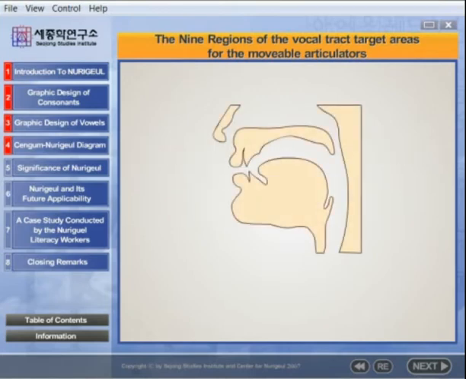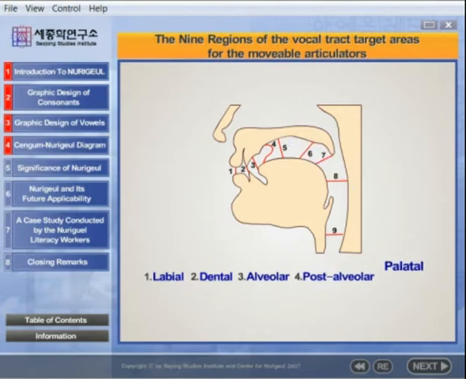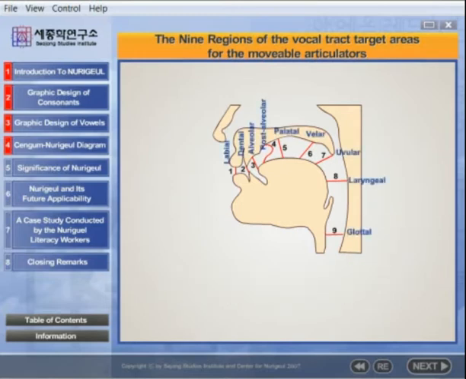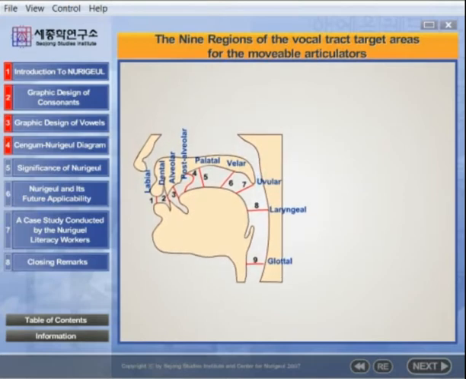The 9 places of articulation are, beginning from the front to the back of the vocal tract, as follows: labial, dental, alveolar, post-alveolar, palatal, velar, uvular, laryngeal, glottal. Now, let's review the 9 places of articulation in the reversed order, beginning with the throat up to the front lips.